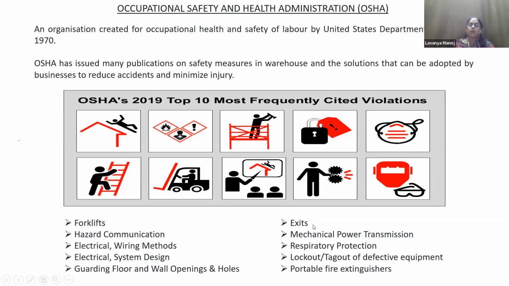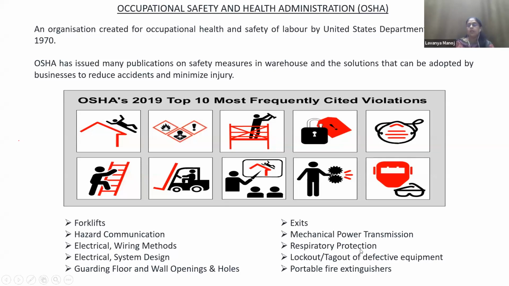And there should be enough exits, in case there is a fire breakout. So there should be enough exits for the people inside the warehouse to immediately get out of that floor. Mechanical power transmission, how to safely use that.